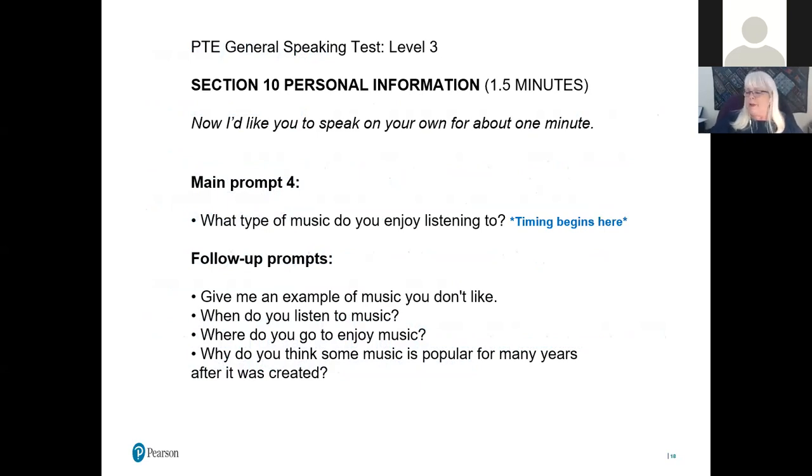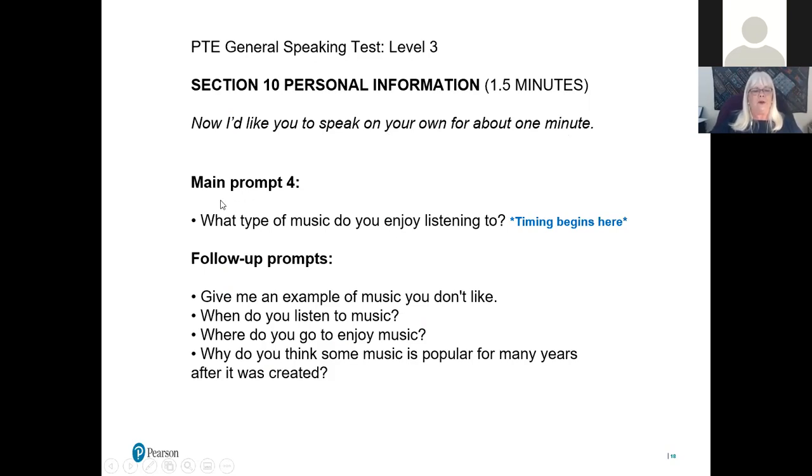And this is an example of what the actual exam paper, the interlocutor card, looks like. This example is from level 3, and it says, "Section 10, personal information, 1.5 minutes." Remember, that's the actual overall length of the section. Then the interlocutor has to say, this part in italics, "Now I'd like you to speak on your own for about 1 minute." So be aware that there is a difference between the two timings.